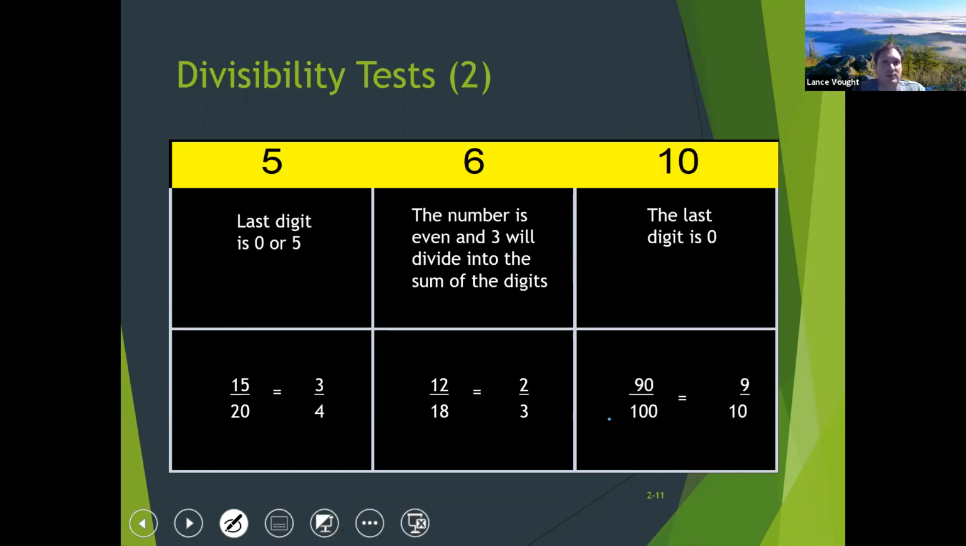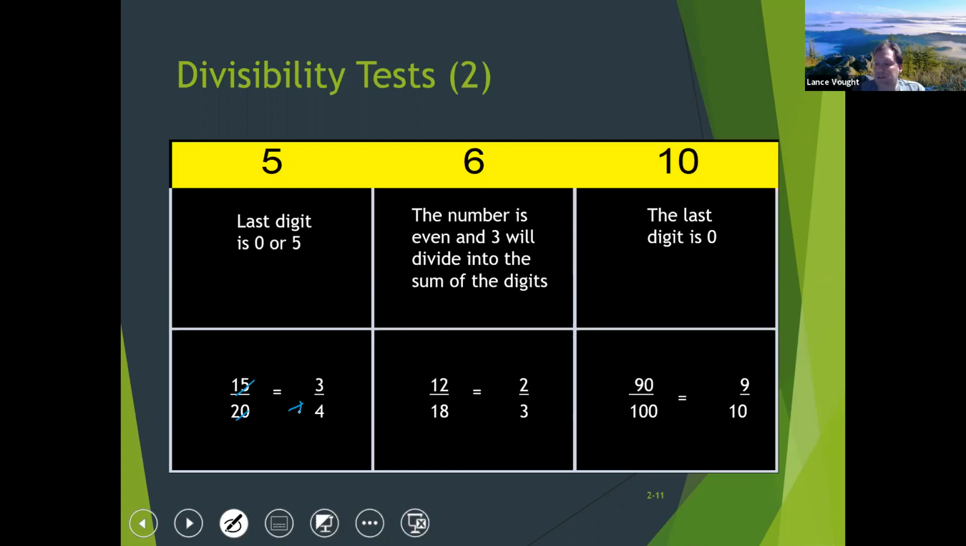Think about nickels. Just like quarters, anything that's whole divided by 4 is divisible. Just like nickels, if you have anything that ends in a 0 or 5, then it's divisible by 5, unless it's 0 itself. So if we have 15 over 20, we can divide these both by 5, we get 3/4.